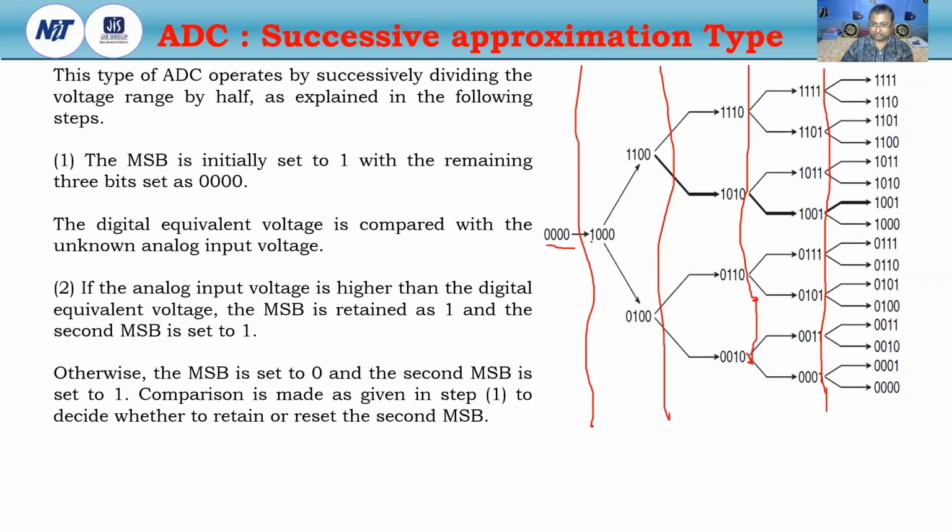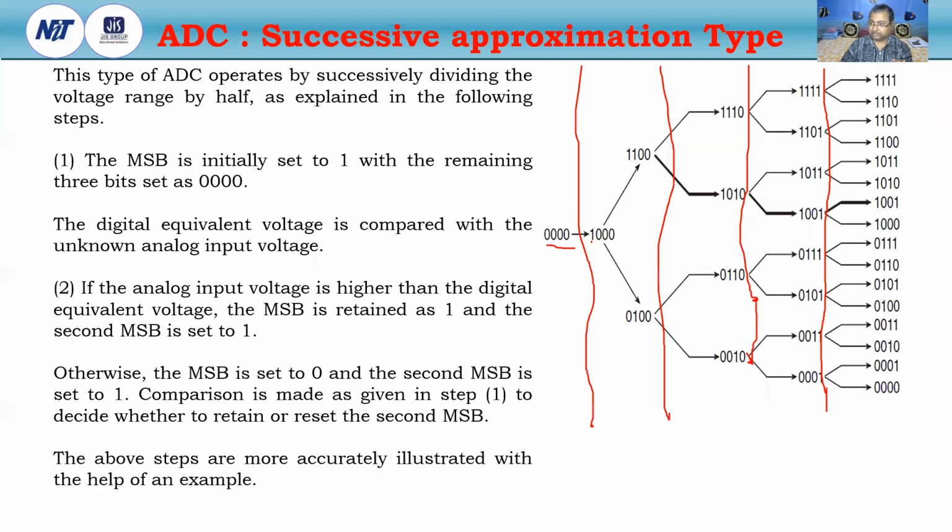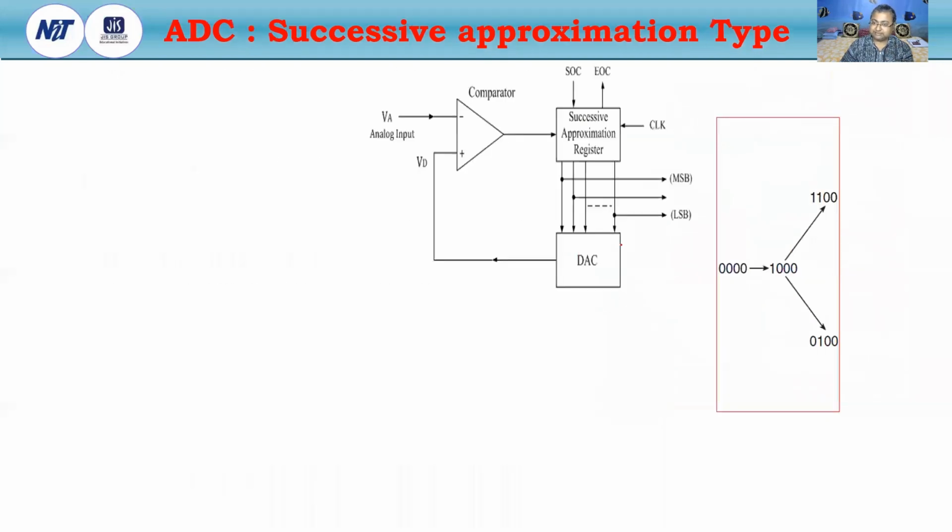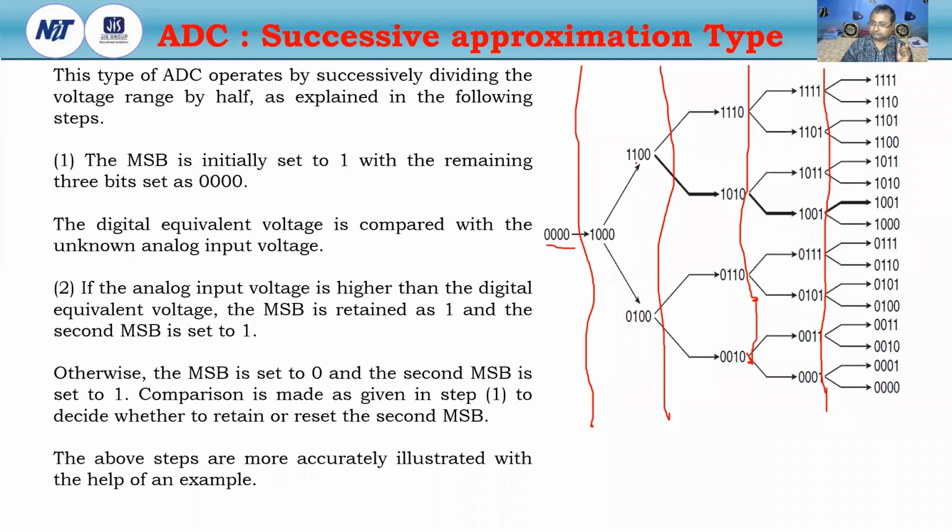So first clock pulse, the MSB bit should be 1. Then compare the analog input voltage with the reference voltage. If the input analog voltage is greater than the reference voltage, please listen carefully, then the next MSB should be 1. Next MSB means this. So this should be 1. If it is less than, then interchange the last 2 bits.